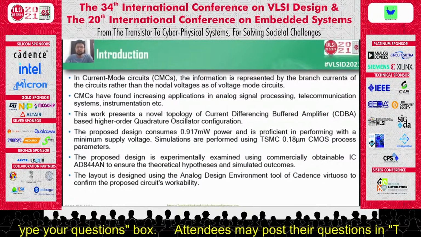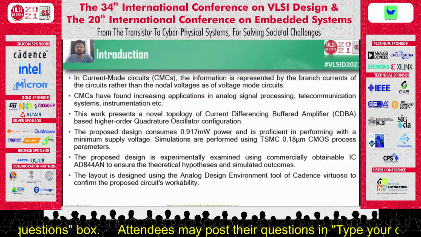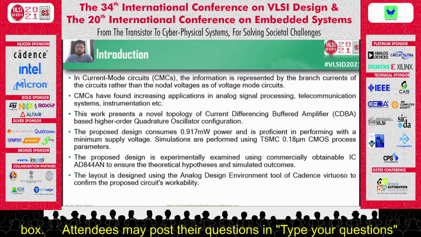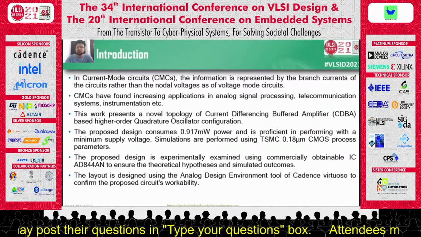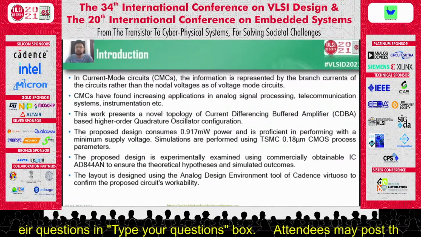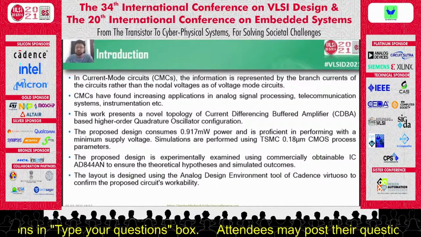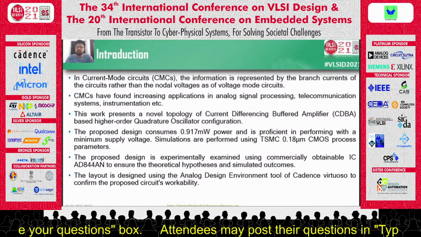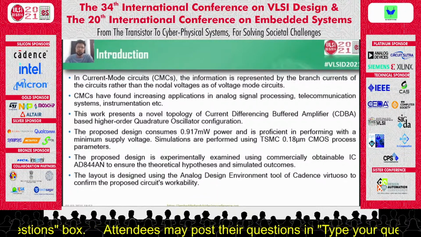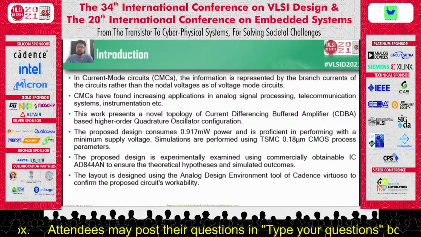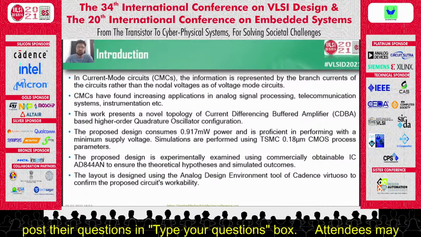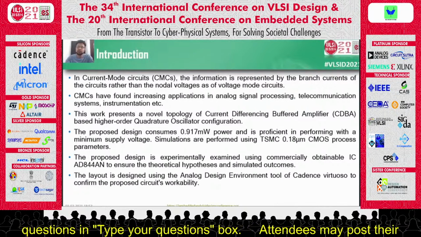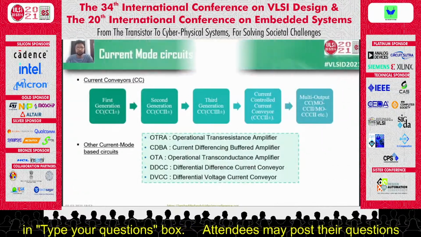The proposed design consumes 0.917 milliwatt power and is proficient in performing with a minimum supply voltage of 600 millivolt. The simulations were performed using TSMC 180 nanometer CMOS process parameters, and the proposed design is also experimentally tested using the commercially accessible IC AD844EN. Additionally, the layout is designed using the analog design environment tool of Cadence Virtuoso to confirm the workability of the proposed configuration.